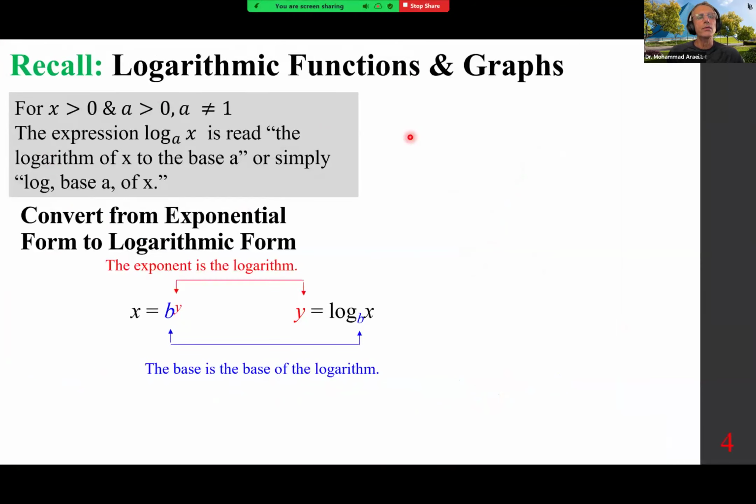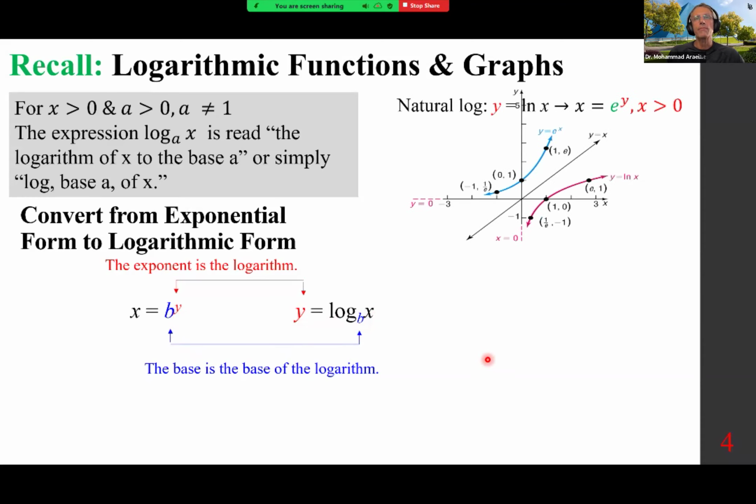Also, the definition of a log, basically, log is simply an exponent. So we should be able to do this conversion here. X equals b to the power of y is y equals log x base b. Both of them have the same base b. Both of them have the same power or exponent y.